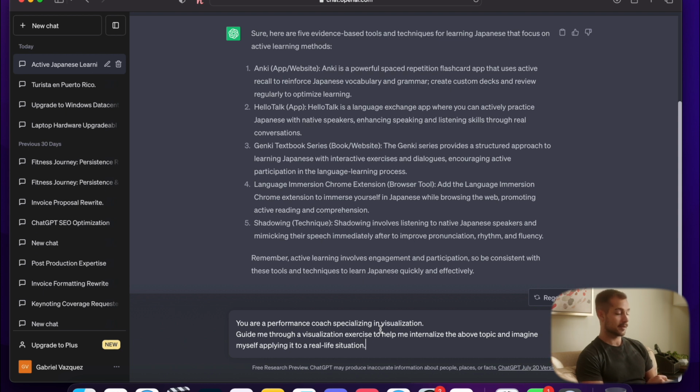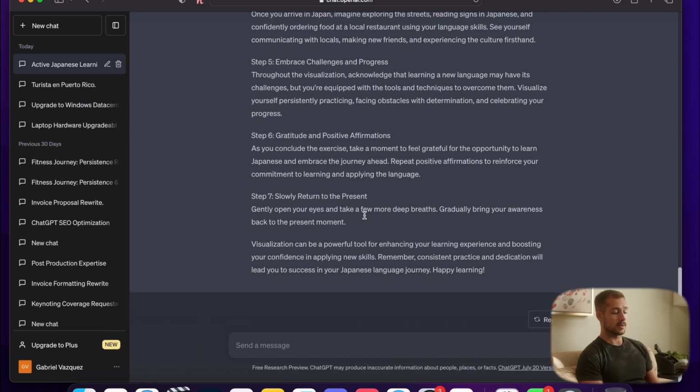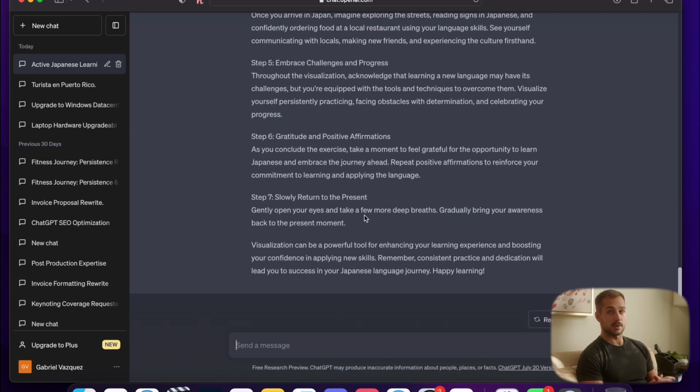Now, for the last tip, there is a lot of research and well-documented findings in visualization when it comes to success. So we're going to run off of the last input and ask it to help us come up with visualization exercises. So press enter here, and immediately it's coming up with what it thinks we should do to visualize ourselves learning the language of Japanese.